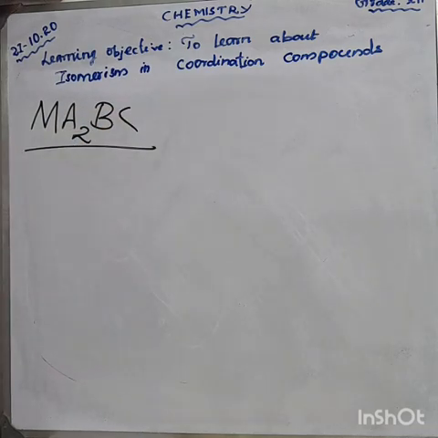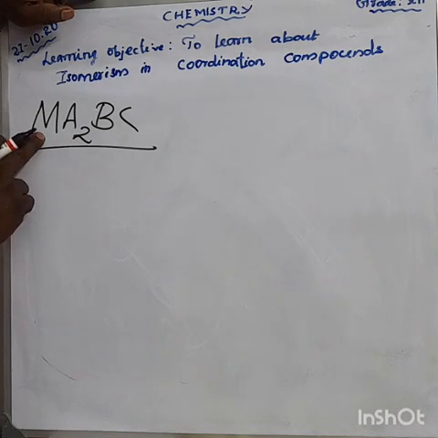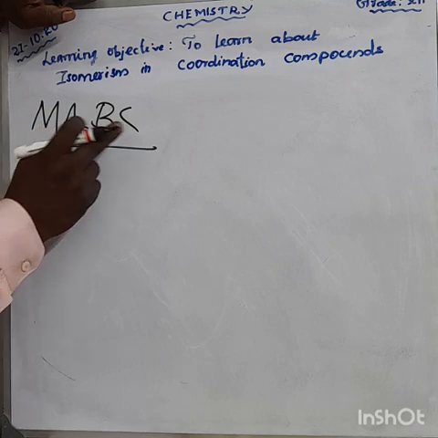Draw the structure of Ma2BC. Here M means the central metal ion. A2 means we are taking 2 ligands. This is also a ligand.